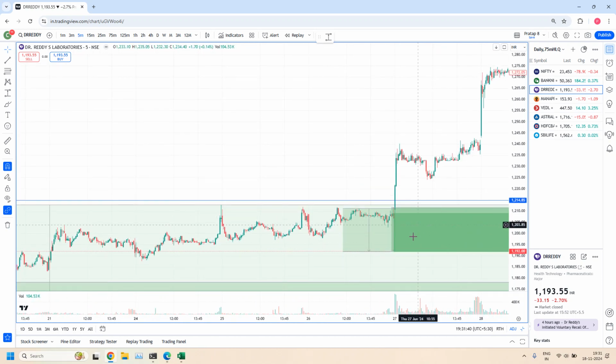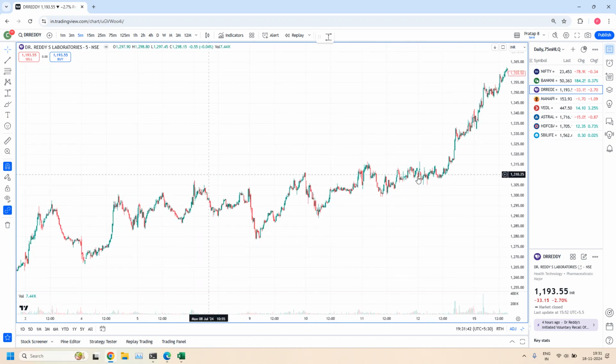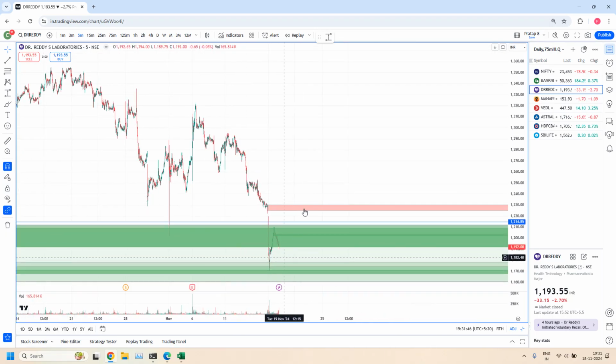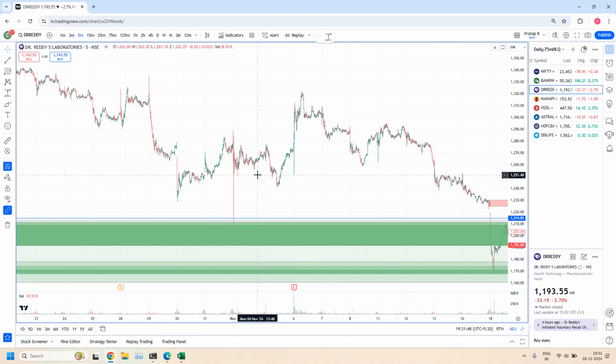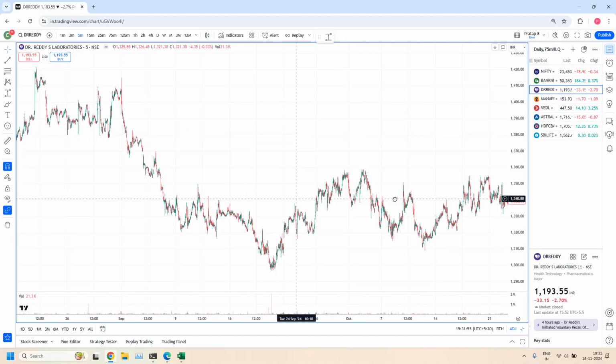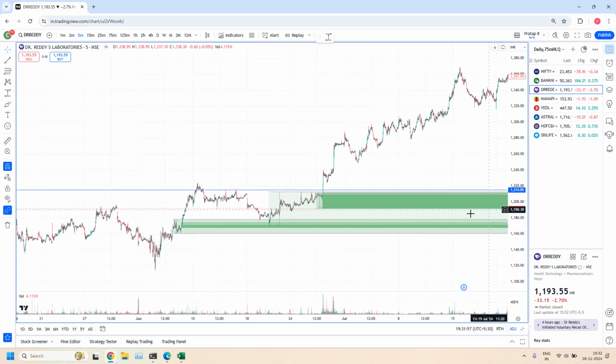And moreover, this area is already tested once. Previously it is tested. Let me show you. See here, this area is already tested. Even though it was tested, we didn't plan any trade earlier in this zone because of the risk point of view.